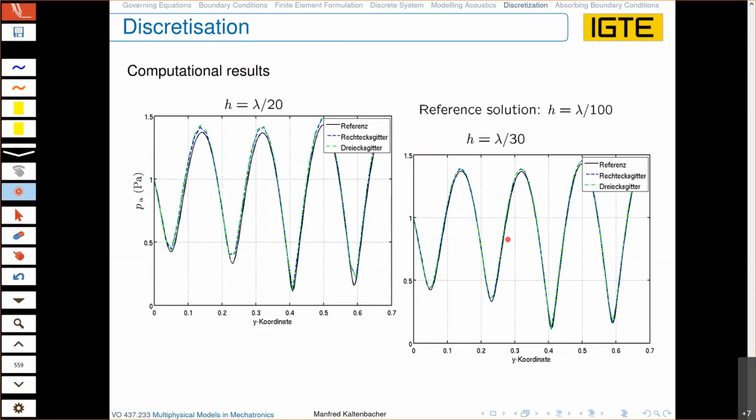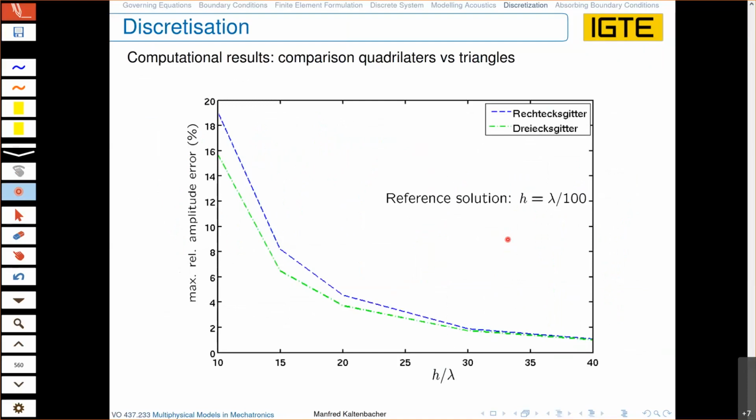So also the triangular mesh, which clearly has the not so good properties coming from the basis functions. You know, a triangular element has a linear basis function, a quadrilateral element has a bilinear basis function. But anyway, as you see, the difference is so small that we can neglect it here. Okay, and that is then in one plot.